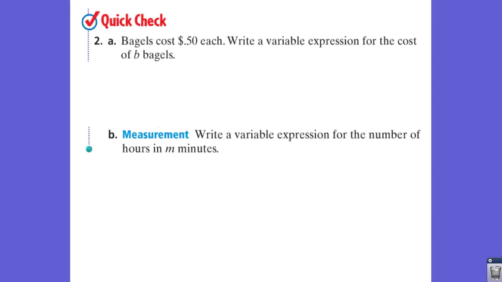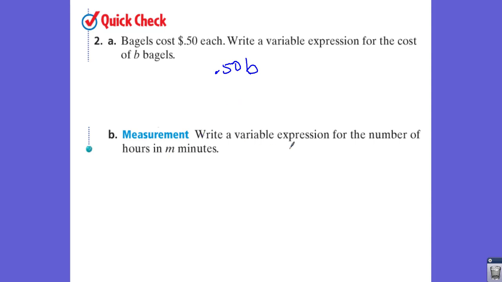Okay, let's do a couple more and then we'll be done. This one says, bagels cost 50 cents each. Write a variable expression for the cost of B bagels. Well, I don't know how many bagels that we have, but I do know they're 50 cents a piece. So the 50 is what I know, and I don't know how many bagels, so it's just 50 cents times B. And notice 50 cents, 0.50, or just 0.5 will work.